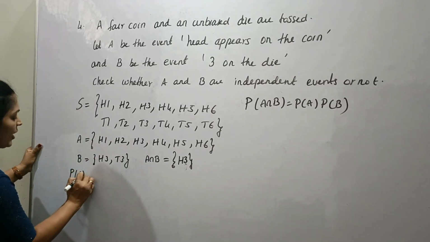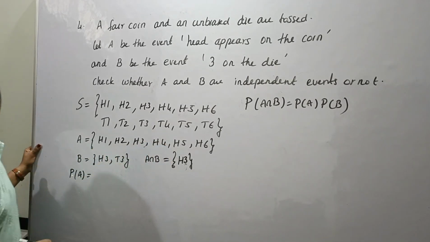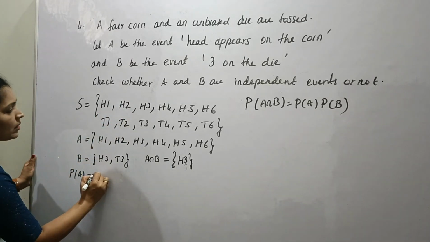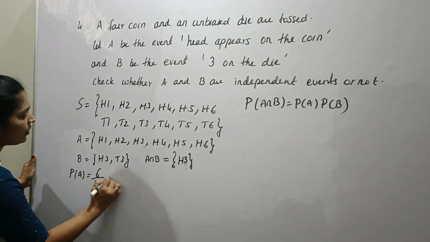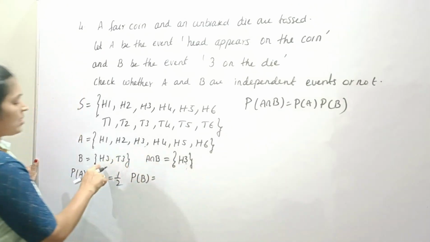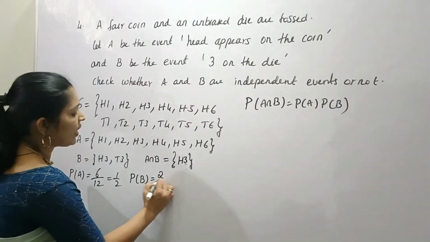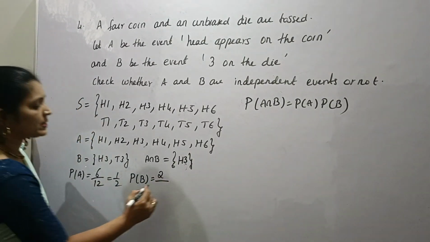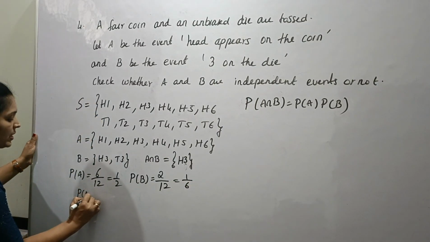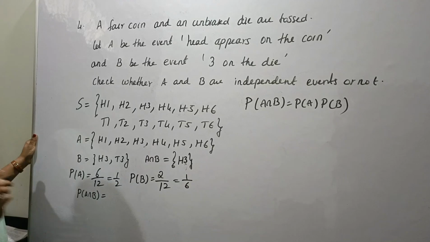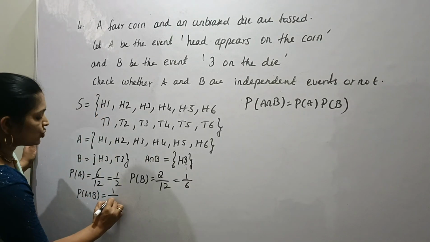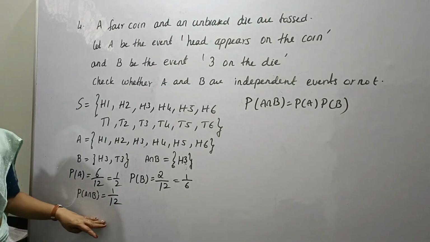So what is the probability of A? Number of elements in A divided by the number of elements in the sample space, that is 6 divided by 12, which is equal to 1 by 2. Next, the probability of B: how many elements? 2 divided by the number of elements in the sample space, 12, that is equal to 1 by 6. What is the number of elements in A intersection B? Only 1, right? So the probability of A intersection B is 1 divided by 12, that is 1 by 12.